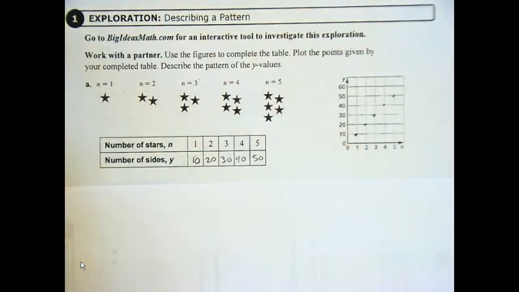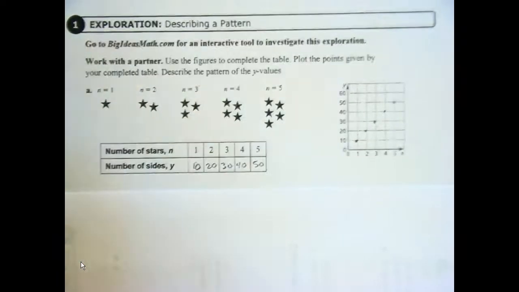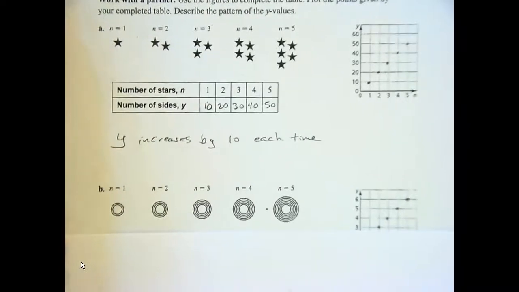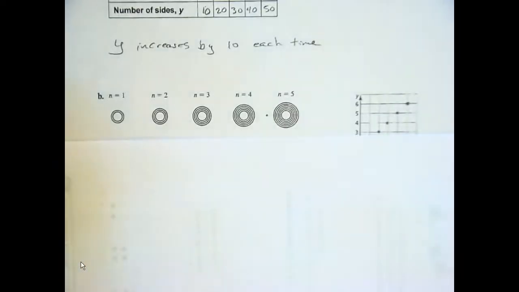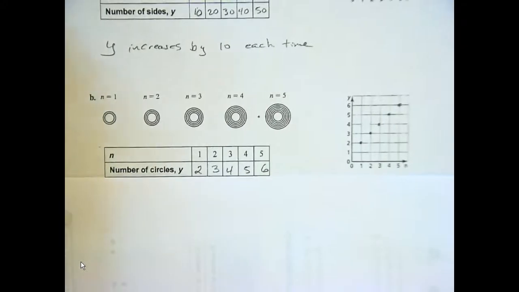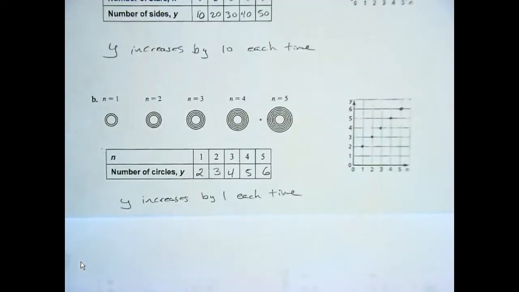So describe the pattern. What's happening with the y values? Vincent, what's happening there? Good. Y is increasing by 10 every time. All right. Nice. Okay, the next one. What's happening with our circles every time? Getting another ring. Okay. So the number of circles we got there, we graph it. Once again, we can't have half, so it's discrete, and y increases by 1 each time. All right, that's all an arithmetic sequence is.